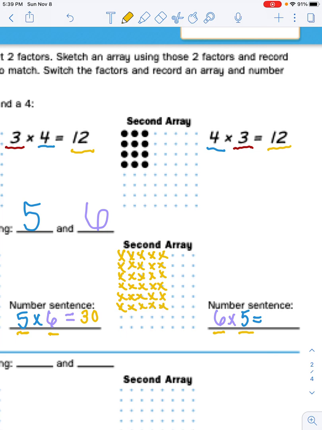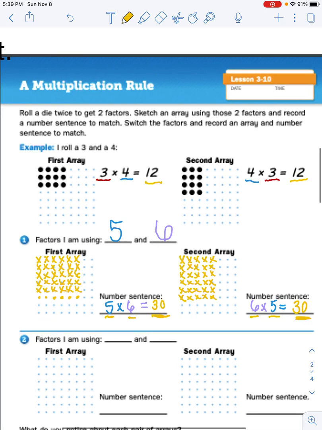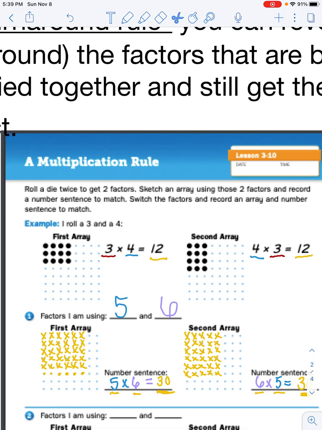Okay. Now I'm just going to count up by 5s again because that's my best strategy. So I'm going to count up by 5 six times. So 5, 10, 15, 20, 25, 30. Look, my answer for my product is the same on each number sentence. And the way that you can kind of check this would be, I'm going to do it on this first one up here because mine are a little bit more messy.